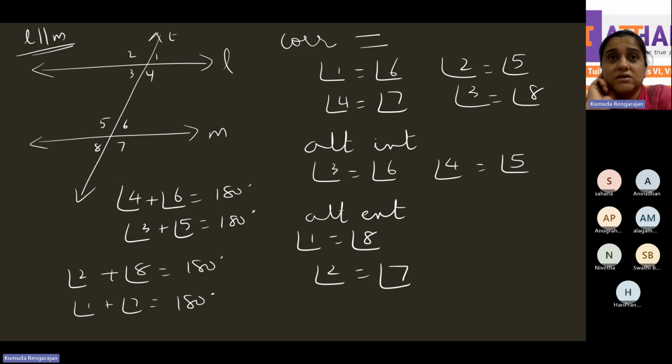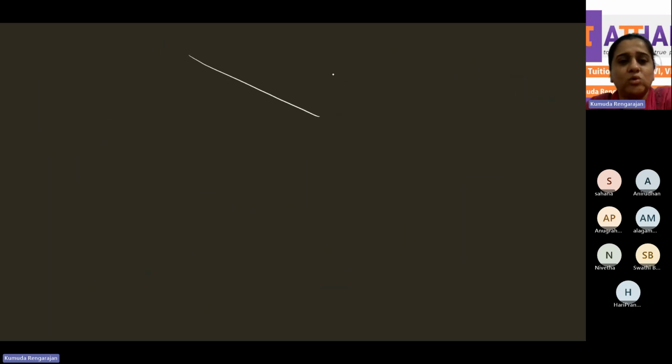Vertically opposite angles. So vertically opposite angles and parallel lines have no connection. Vertically opposite angles are formed when two lines intersect.